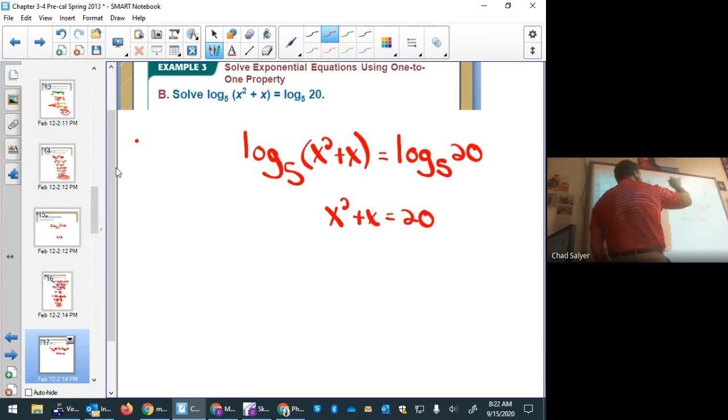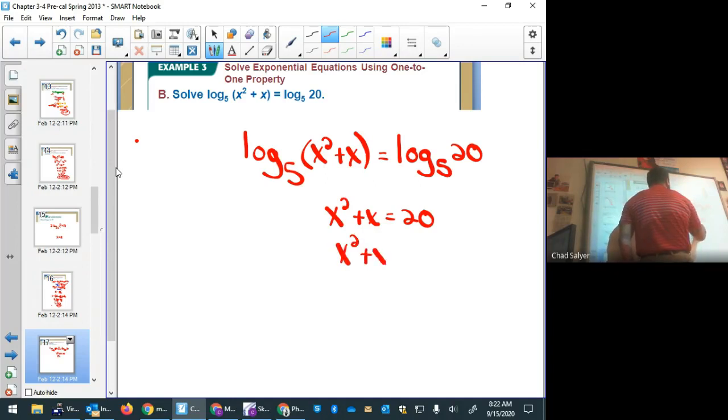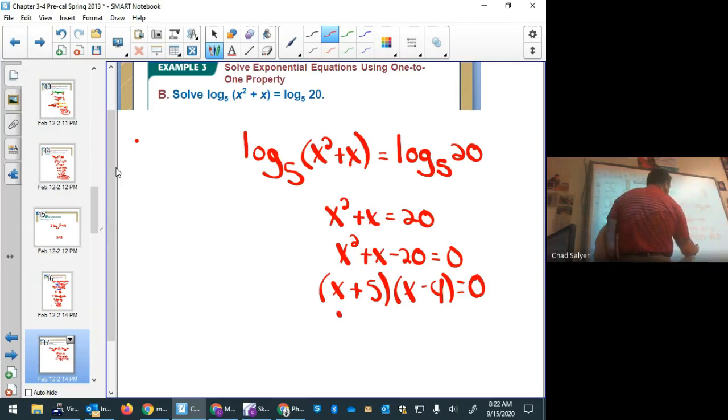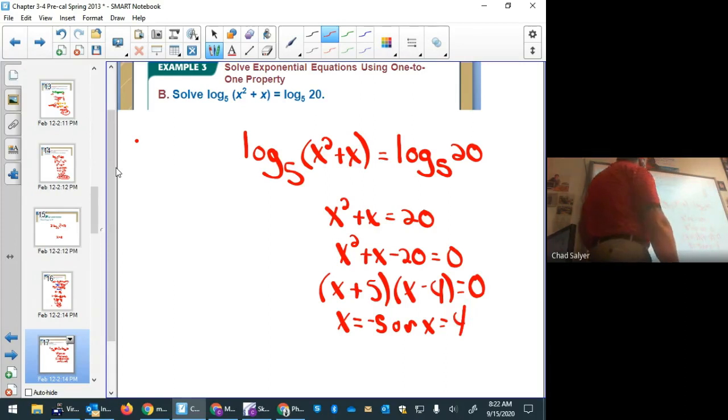It's good that I can immediately apply the one-to-one property of logarithms, which gives me, if I subtract 20 from each side, this, which is going to factor pretty quickly. I've got x plus 5 and x minus 4, which gives me x equals negative 5 or x equals positive 4. And we'll just make sure that works. Negative 5 squared is 25, plus a negative 5 is log base 5 of 20, yes. 4 squared, 16 plus 4, 20. Yes, both of those are valid solutions.